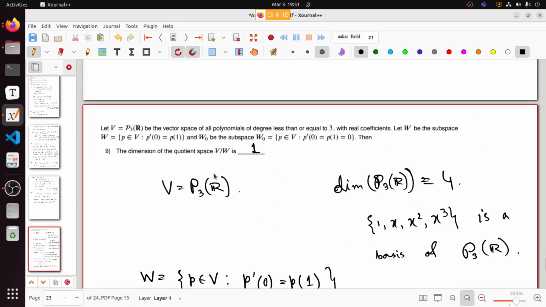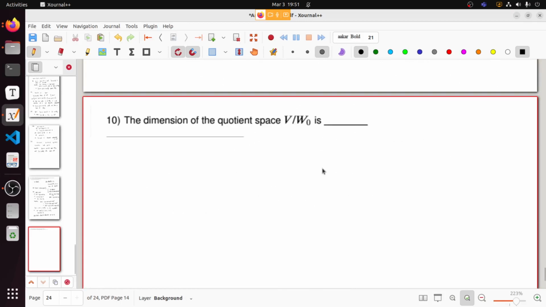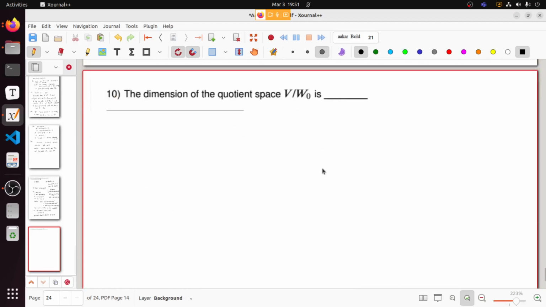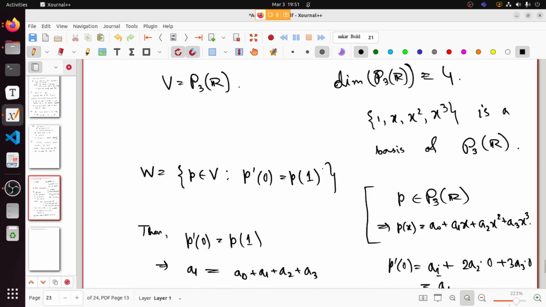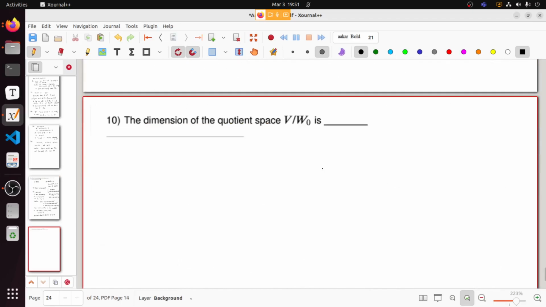Okay, question number 9 is done. Let's move to the last question, question number 10. Here you have to find the dimension of V mod W naught. So first you have to find the basis of W naught. What is W naught? W naught is all such P in P3R such that P dash 0 equals P of 1 equals 0, right?